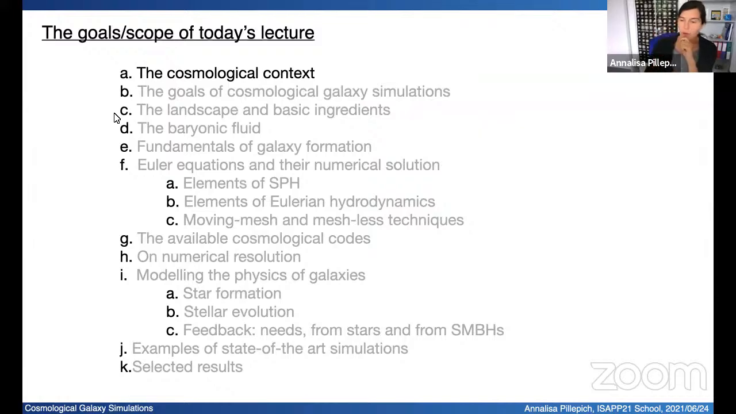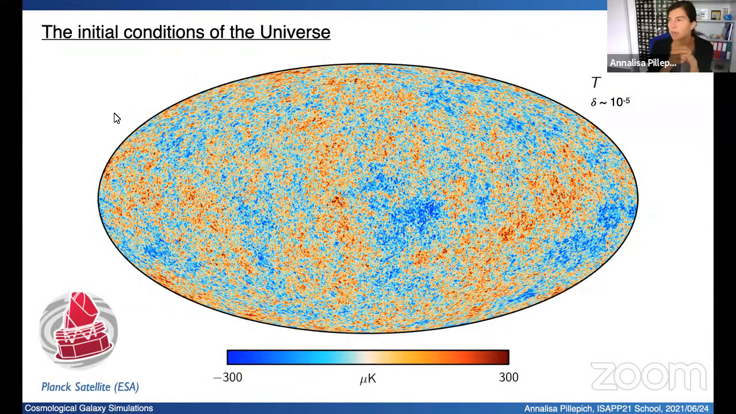So we now have a very good understanding of the initial conditions of the universe. The initial conditions of the universe, say 380,000 years after the Big Bang, are essentially the initial conditions of our numerical models. And we know that at the time, the universe was essentially homogeneous and isotropic, but for small density, or here depicted temperature, fluctuations of the order of something like 10 to the minus 5.